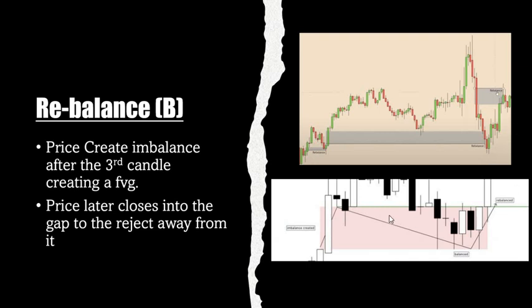Okay? So let's go over this. Let's look at the second model. Price creates this fair value gap. So every time a fair value gap is created, what is that? It's an imbalance in price.